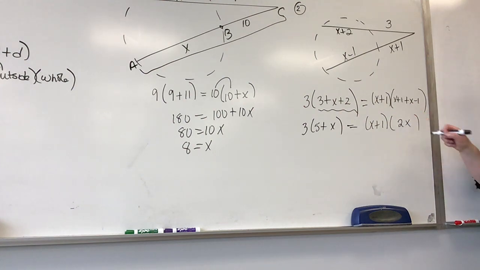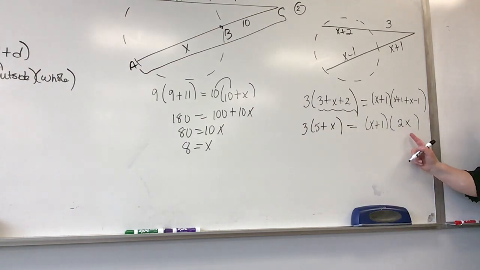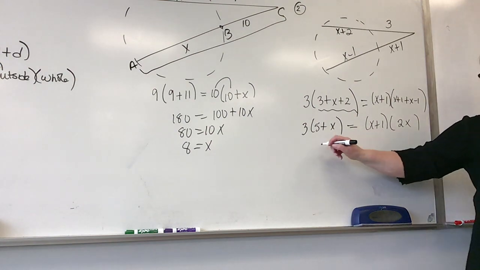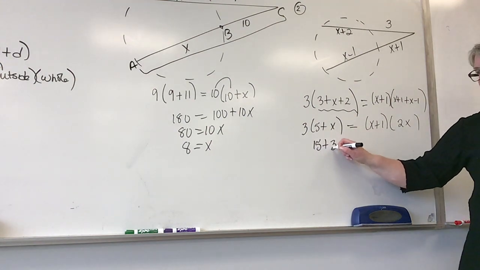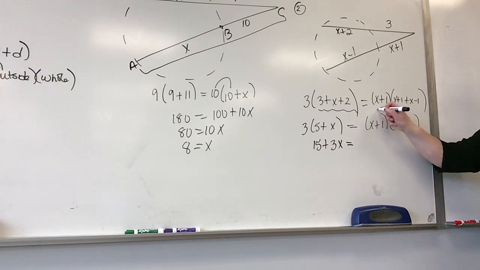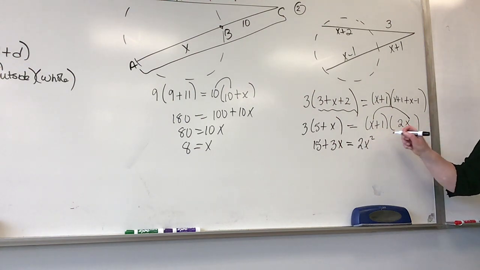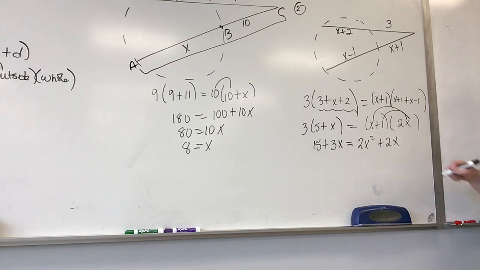2x. Now this is distributive property, and so is this side. This is not FOIL because there's no plus or minus in this parenthesis. So this is 15 plus 3x equals, now what is 2x times x, remembering your favorite algebra days? 2x squared. 2x times 1 would be 2x. And then a light bulb should go on.